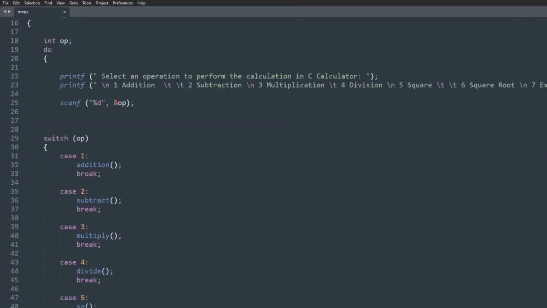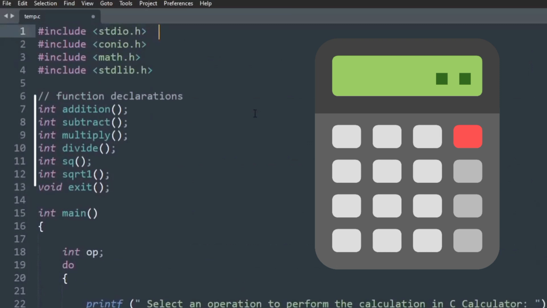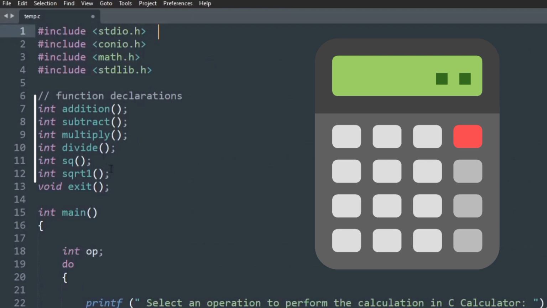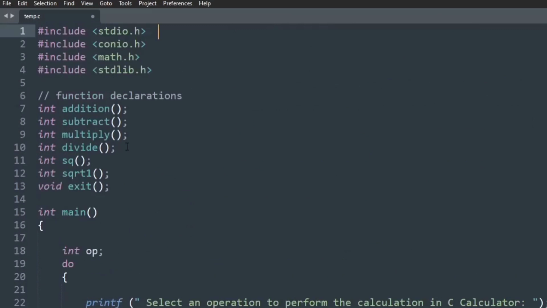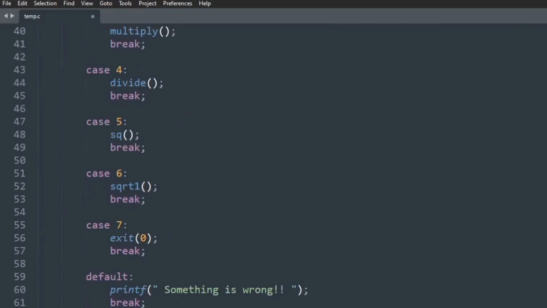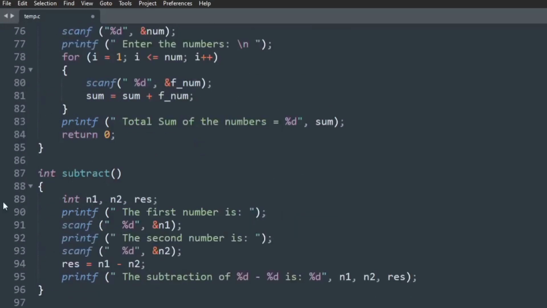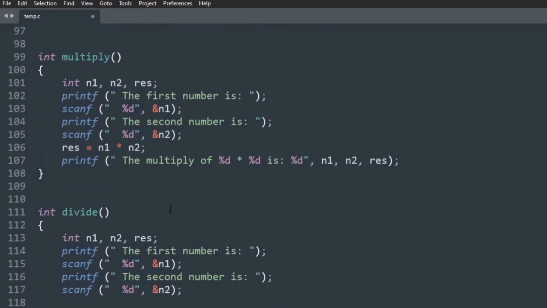So this is a simple program to build a calculator. What are the operations we do in a calculator? Addition, subtraction, multiplication, division, square root, etc. So rather than doing the entire program in a single function, functions can divide the program. Therefore, in addition, we write the addition code. In subtraction, we write the subtraction code, and in multiplication, we write the multiplication code, and so on.